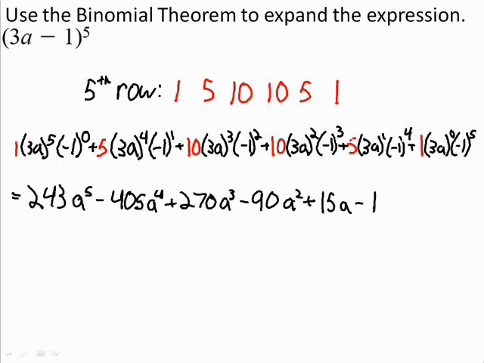The simplified expression is 243a to the 5th power minus 405a to the 4th power plus 270a cubed minus 90a squared plus 15a minus 1.